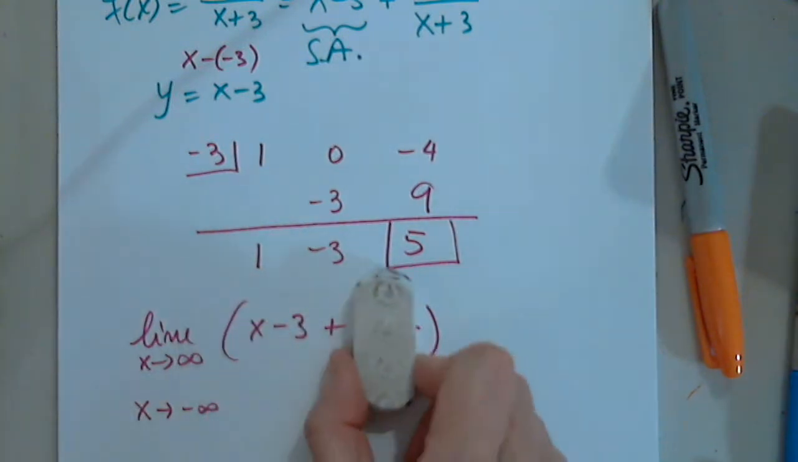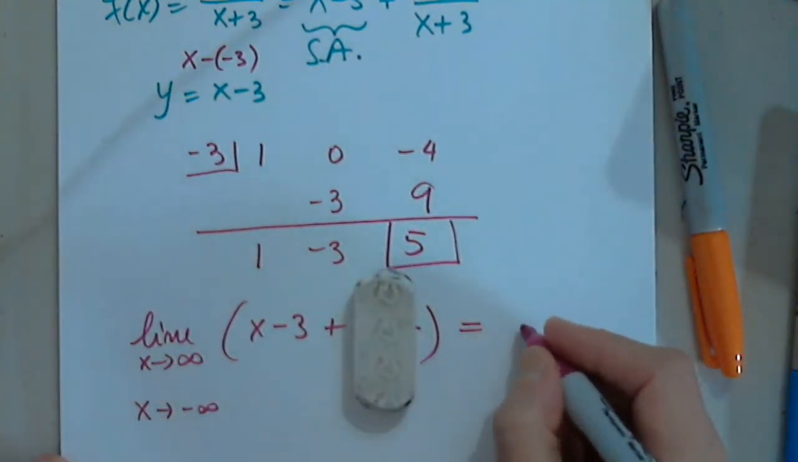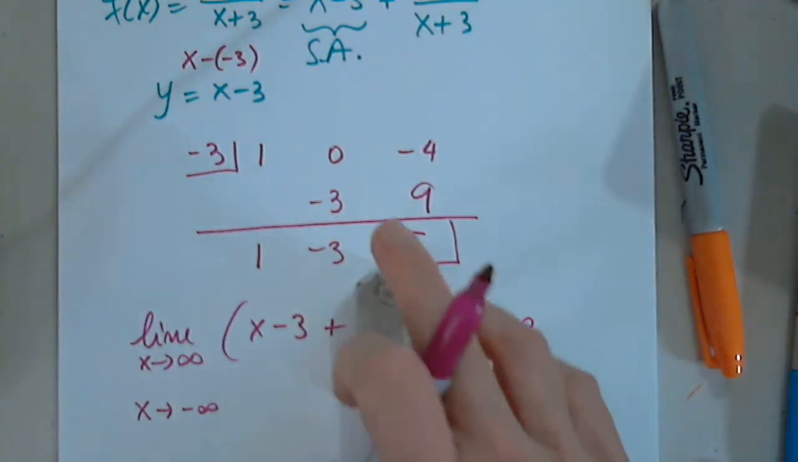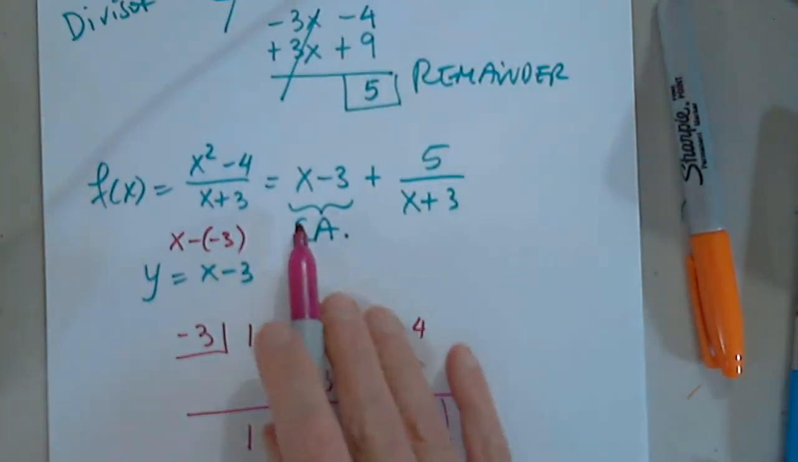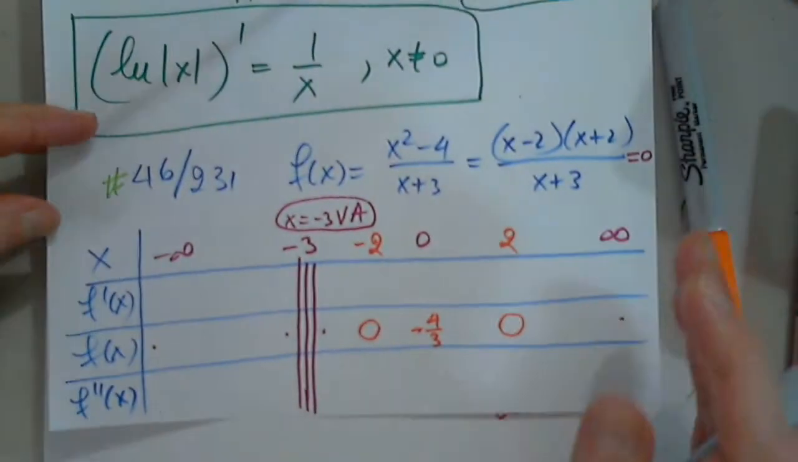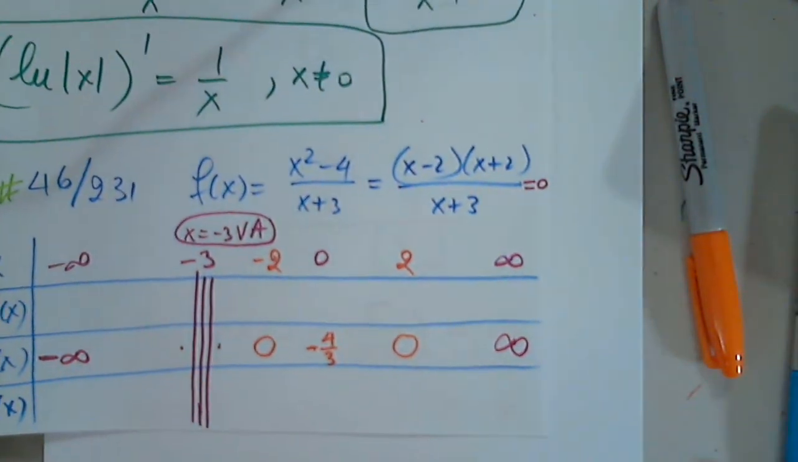Exactly. Where does this go when x approaches infinity? Infinity. That's it. And the same thing here. So the other one will be negative infinity. So that's why it's so much easier. Once I have it presented like this, it's so much easier to find the limits at infinity. So at negative infinity it is negative infinity. At positive infinity it is positive infinity.